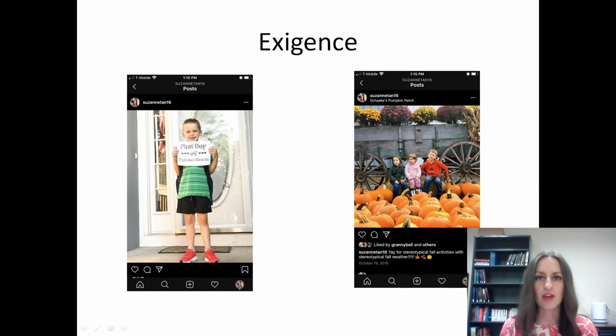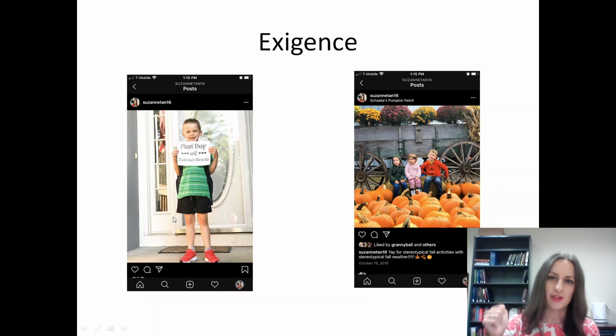Around August, September, my Instagram feed starts filling up with all the pictures of all of my friends who are sending their kids off to school, because many of my friends have school-age children just like I do. So my feed fills up with these pictures of kids holding their signs, all about the first day of school. And I start feeling this need. Oh, I need to take a picture of my child standing in front of our front door holding a sign on their first day of school. I need to create this thing too, and I need to post it because everyone else is doing it. So I feel that need, I feel that pressure, I feel that exigence.